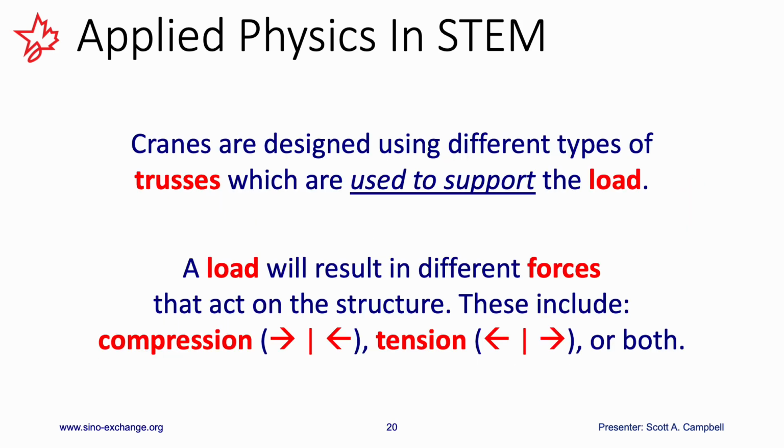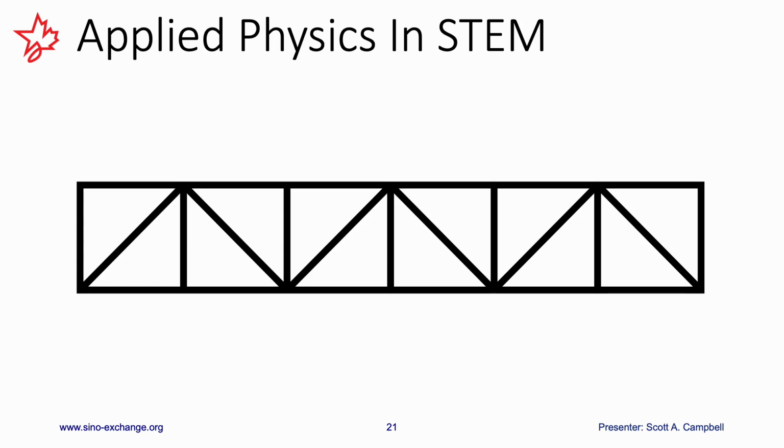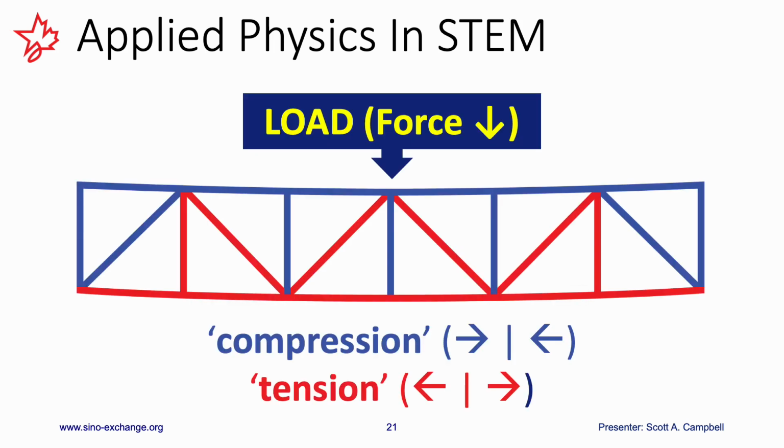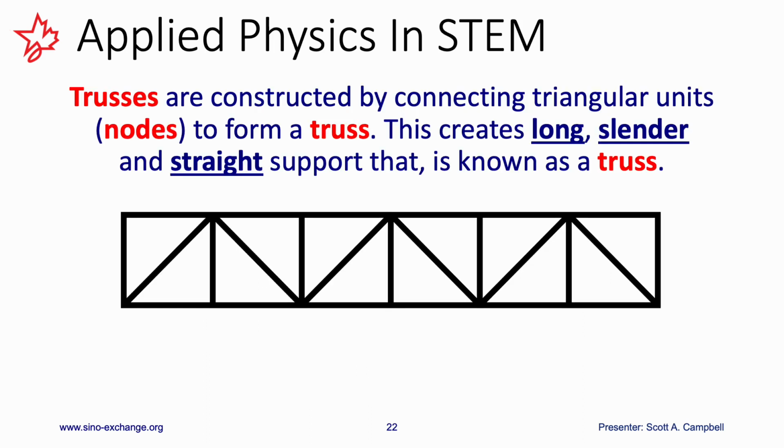Now, cranes are designed using trusses, which support the load, and these loads will result in different forces that act upon the structure of the crane. As an aside, you can see how I've highlighted the key words, and how I've also added visuals such as symbols to help my ESL students identify the big ideas. Moving on, if we look at our standard truss and apply a load to the middle of that structure, we can see how different forces which are exerted by the load disfigure that structure, and different parts of the structure will experience different types of forces, as parts of the structure are compressed, while others are being ripped apart by forces of tension.